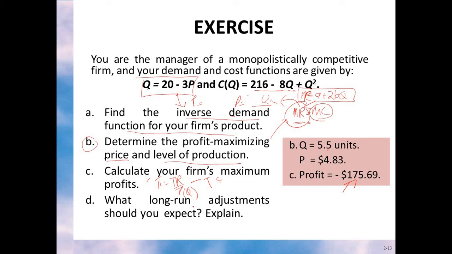So what long run adjustment should you expect? Long run adjustment, remember, the firm, just like in perfect competition, will only obtain what we call normal profit, or zero economic profit. However, right here we see that the profit is negative. So first, what you have to explain is that because the firm gets negative profits, many firms will exit from the industry because of the losses.